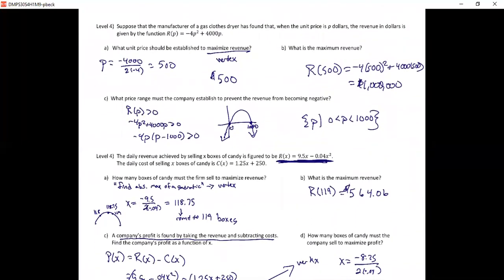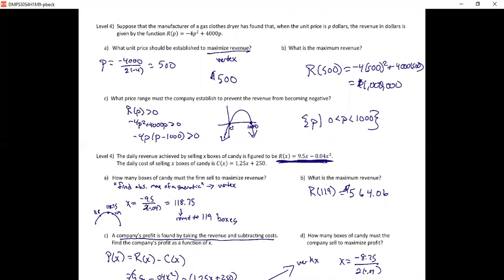Last but not least, we start talking about word problems involving quadratics. Suppose a manufacturer of gas dryers has found that when the price goes up, the revenue is given by that equation. So as the price changes, the revenue is going to change in this manner. So it's a quadratic manner.